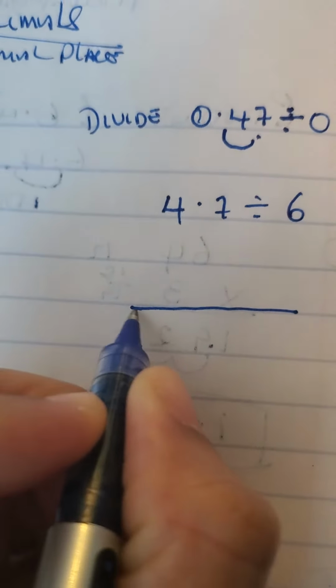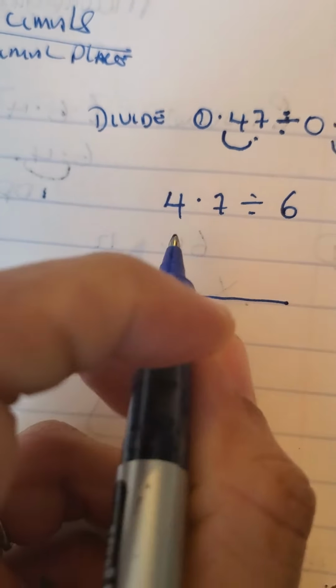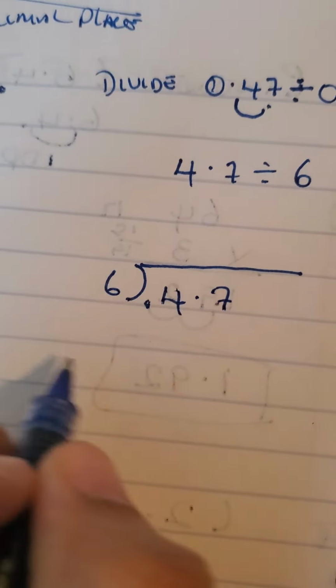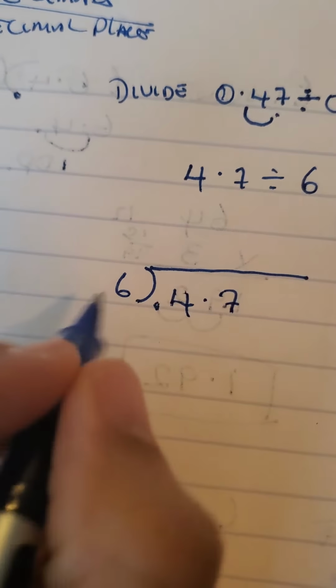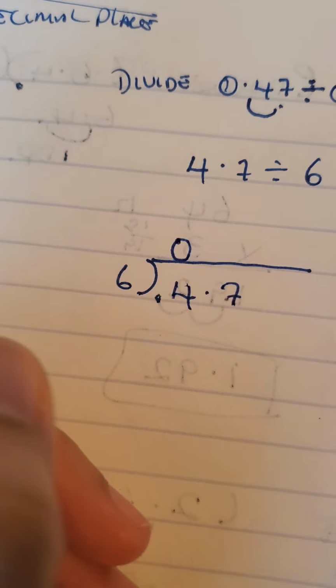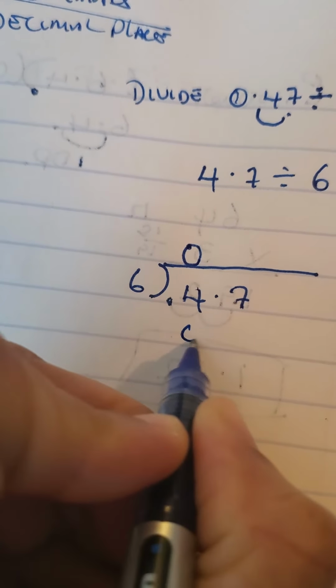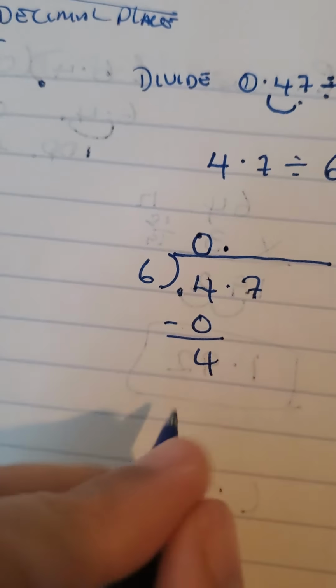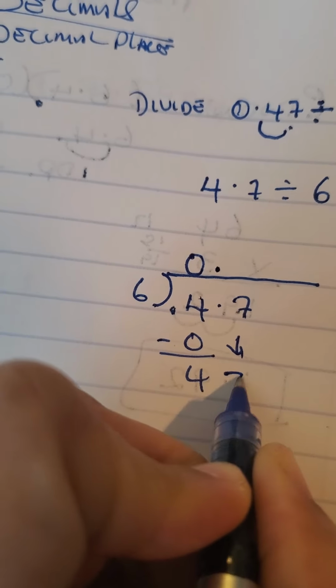All right, good. Moving on. 6 into 4.7. I can't find any factors of 6 in 4, so I'll represent that with a 0. Then I'll bring up my decimal point and bring down the next digit, 47.